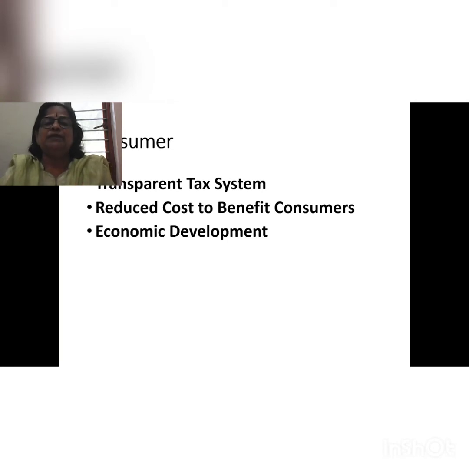Now how it is beneficial for the consumer. It's a transparent tax system. I told you, whatever you do, when you get a bill, if you buy something from the restaurant, you get the GST included in that, how much you paid. You order something online, you will get the GST paid. So everything is transparent. Reduced cost to benefit consumers. See, if different taxes are there, manufacturers can cheat the consumers. Here it is not possible. It's only one system and only one tax we are paying.